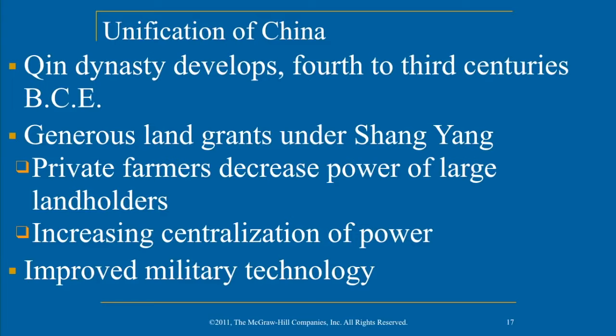Next, we get to the unification of China. The Qin dynasty develops, 4th to 3rd century BCE. They give generous land grants under Shang Yang. Private farmers decrease power of large landholders. These land grants are basically chunks of land given out under Shang Yang to private farmers who now have the land and ability to cultivate their own food for themselves and even take some of that food to the market to trade.